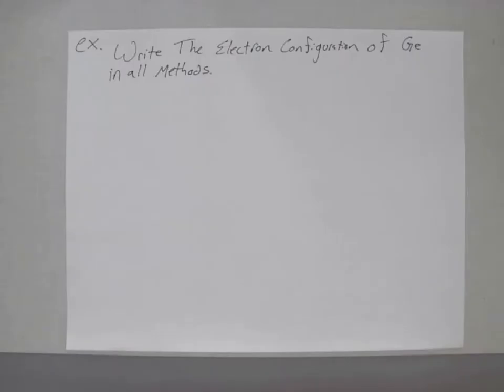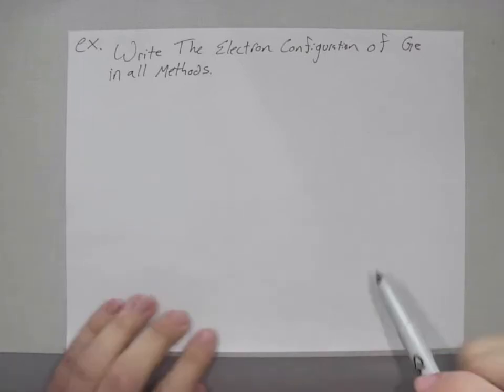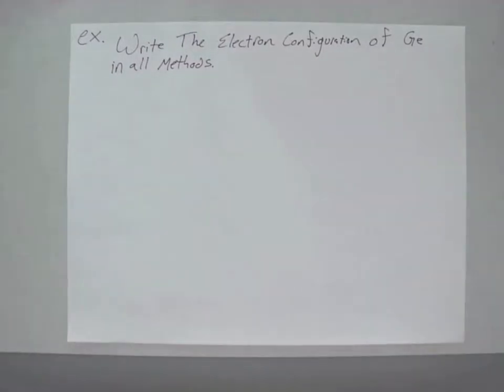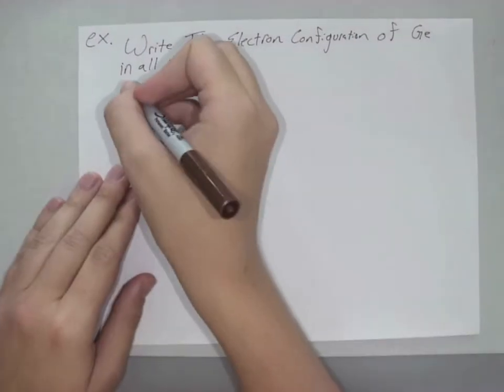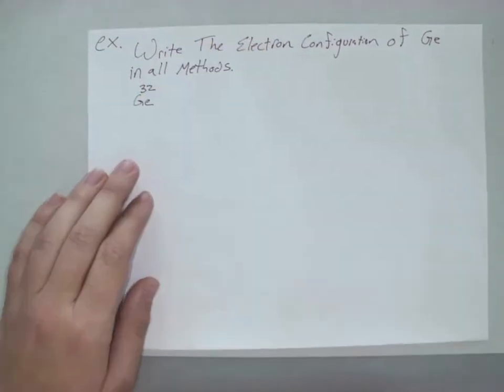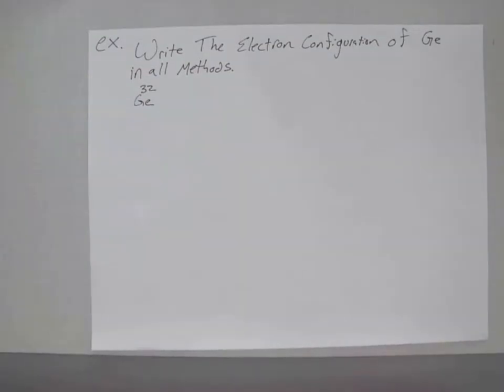So let's try an example of these electron configurations. The problem says here to write the electron configuration of germanium in all the methods, or all the notations, however you want to say it. What we know about germanium is it is atomic number 32. So that means we're going to need to fit a total of 32 electrons into our electron configuration. So we're going to start just like we did for carbon.